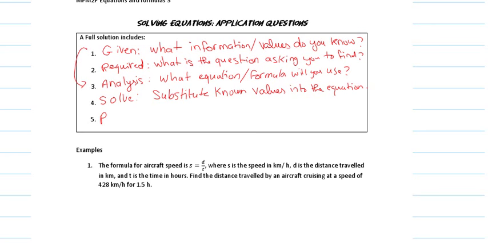When you're done, you found your answer, then you're going to write your paraphrase. So you're going to write a therefore statement. You're going to end your question by answering what the question was asking you. Therefore, the distance of blah, blah, blah is this. So you're ending your statement. We call this a paraphrase.